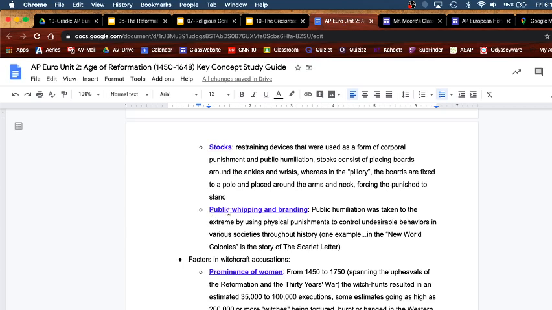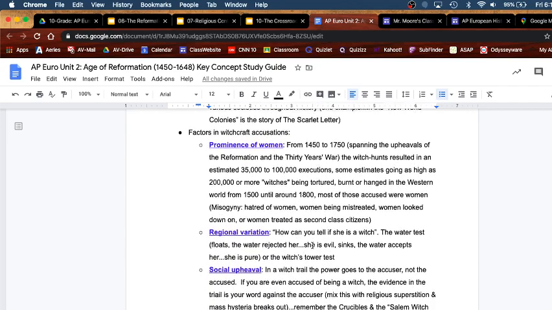So this next bullet point right here says public whipping and branding. Public humiliation was taken to an extreme by using physical punishments to control undesirable behaviors in various societies throughout history. One example in the New World colonies is the story of the Scarlet Letter. Don't remember if you read it, but this girl's accused of committing adultery, and so she has to sew this adulterous sign on her dress, so everywhere she goes, people know she committed adultery. Again, the man who commits adultery with her is not in the same boat as she is.